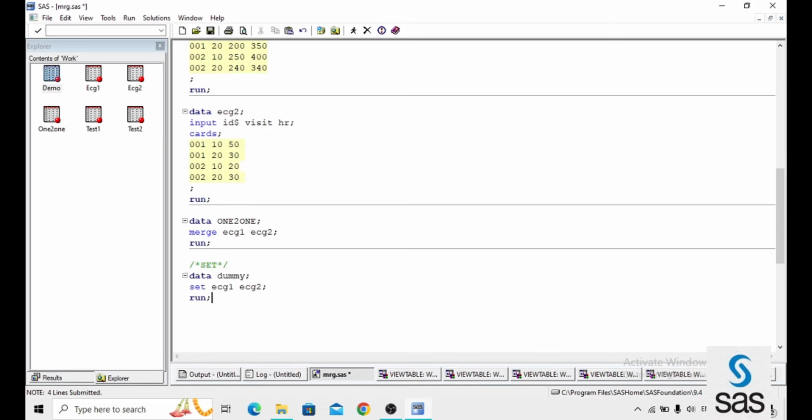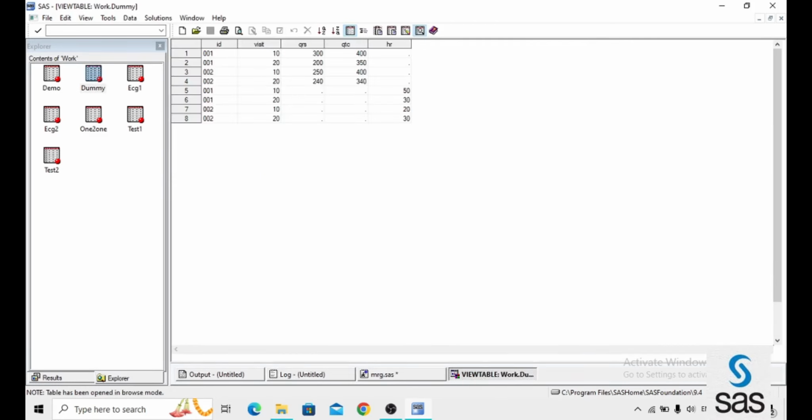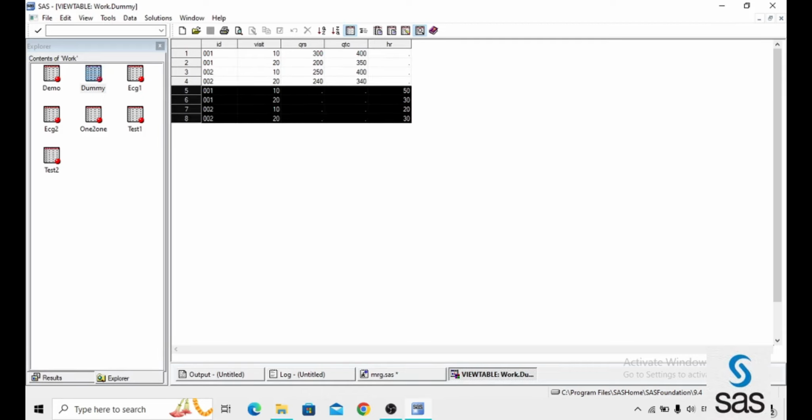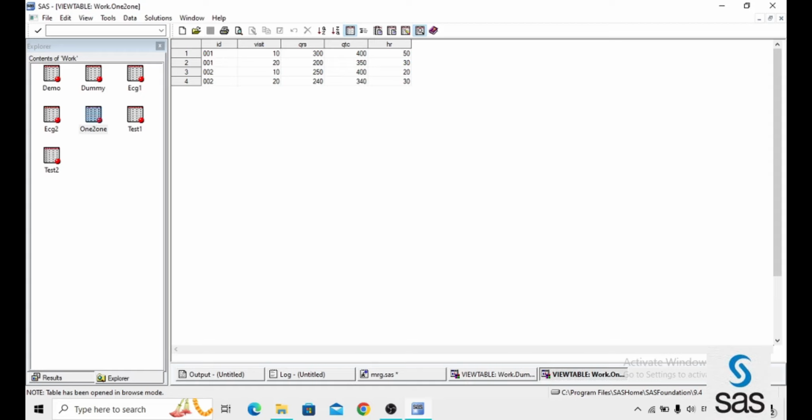Data dummy; set ECG1 ECG2; run. Now we are running this set dummy, the log is clear. Now we are opening dummy. Observe here, whenever we do set, the second data set is added at the bottom, just as it is. This is the first data set and this is the second data set. Here only set is happening, but when we do merging, it will be joined by the common variables.